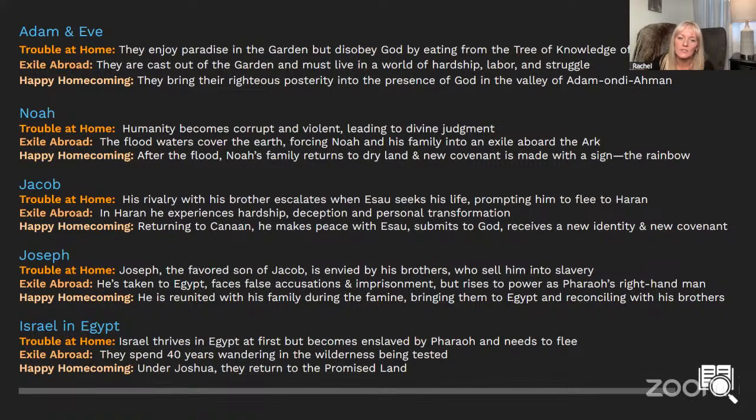And he's married, he has children, and then he returns to Canaan and he makes peace with his brother, he submits to God, and he receives a new identity, new covenant. So Joseph of Egypt's another one. His brothers sell him into slavery. There's trouble at home, so he's exiled into Egypt. And he has the imprisonment. He has all kinds of trials there, and then he is reunited with his family when he brings them into Egypt, and he's reconciled with them.